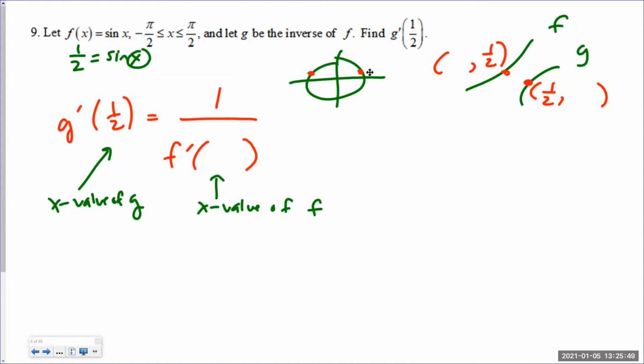Here. Okay, what is this angle over here? Pi over 6. Okay, how did I get that? And why didn't I choose this one? Because right here it says just stay on the right side. It says from negative pi over 2 to pi over 2. So that's just the right side.